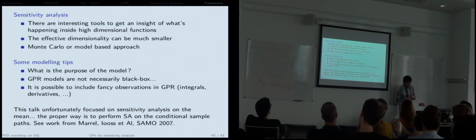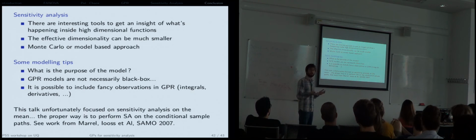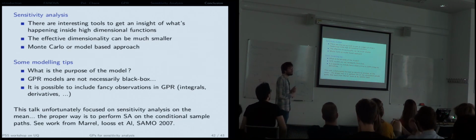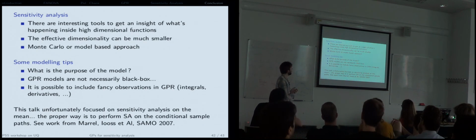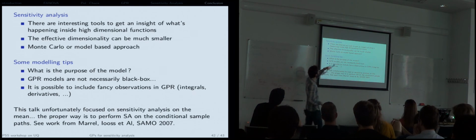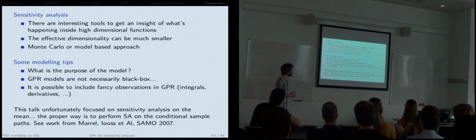So in conclusion, there are interesting tools to get inside high-dimensional functions and understand the structure of what's going on. I think the HDMR representation is very interesting for this. Quite often when you have a lot of input variables, the actual dimensionality of your problem is lower, because some of the variables have no influence or just a small influence on the output, so they can be ruled out. To compute the sensitivity indices, you can do Monte Carlo, but if you have a limited evaluation budget, then you can go for a model-based approach.